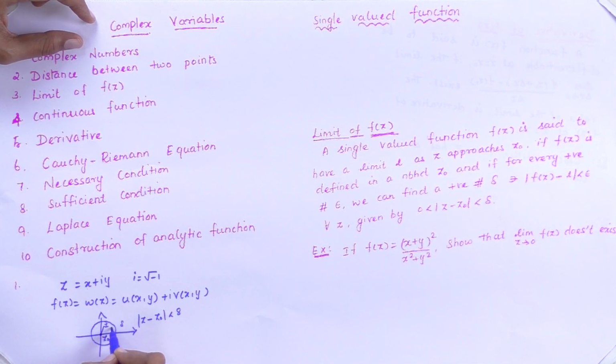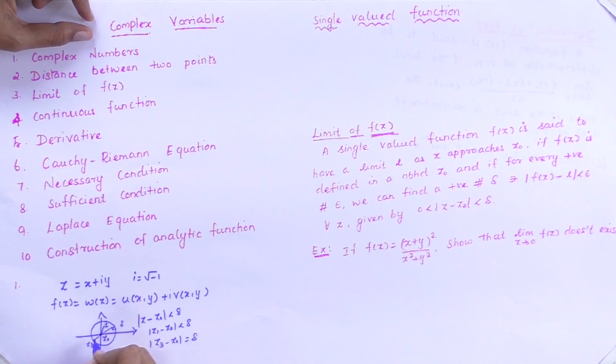Not only this point, we can choose a point from here to here. We can draw a straight line. We can find the distance between the points. Let me call this point as z1. The distance z1 minus z0 is definitely less than the radius. And also I can choose a point on the circle. Let me call this point as z3. So the distance z3 minus z0 is equal to delta.